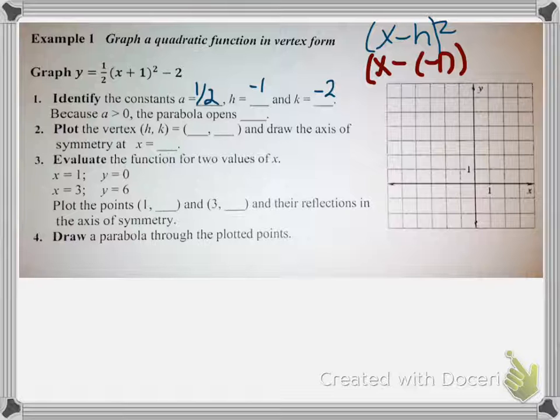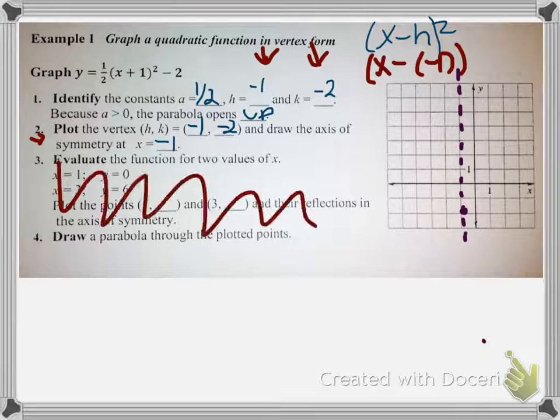A is greater than 0, so therefore this parabola opens up. I know my h and my k, so who's my vertex? Negative 1, negative 2. My axis of symmetry is going to be x equals negative 1. Once we put those two things on the graph, here is negative 1, negative 2. My axis of symmetry will be going through x equals negative 1, because that's what your x is right there.